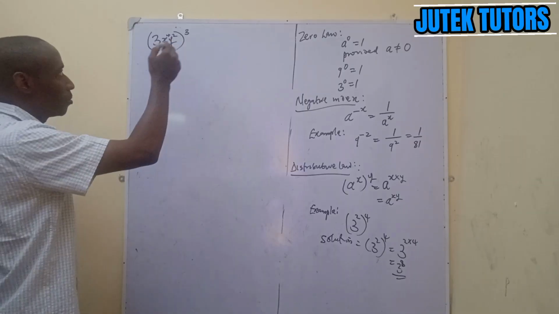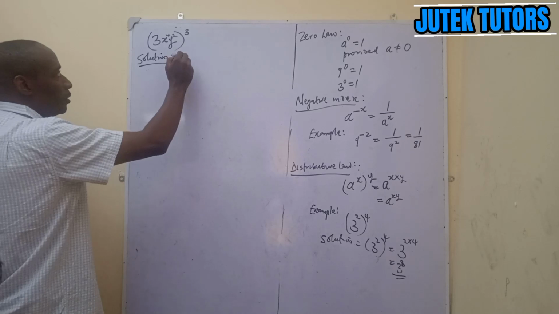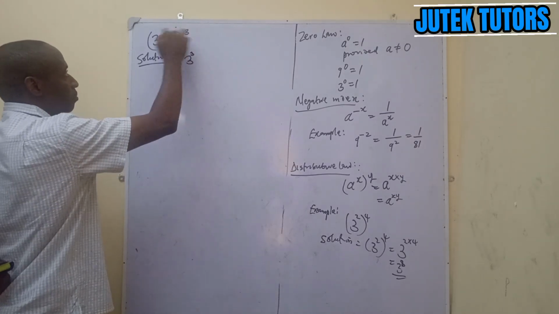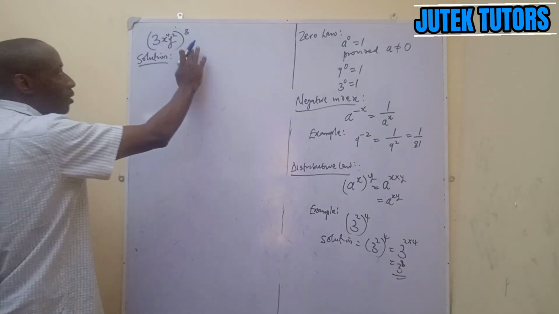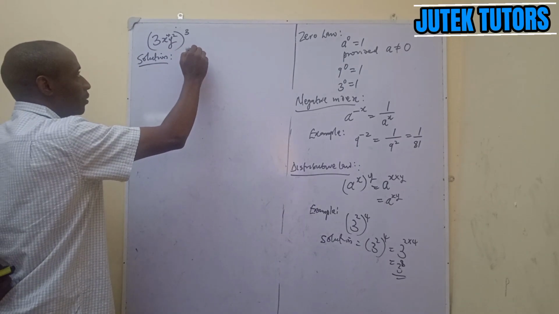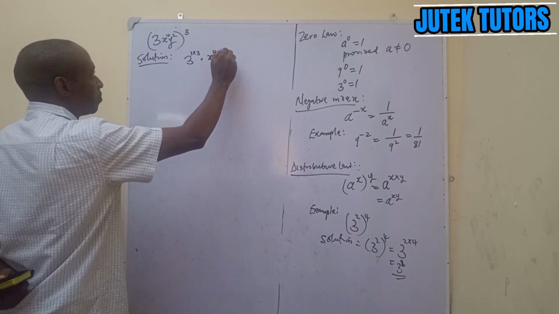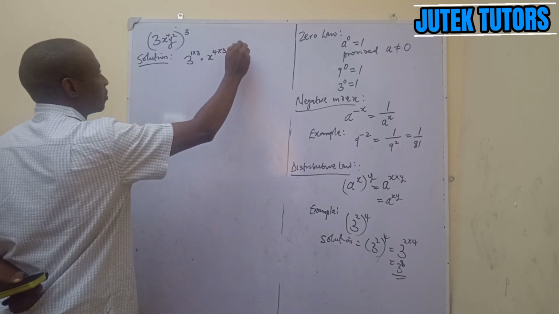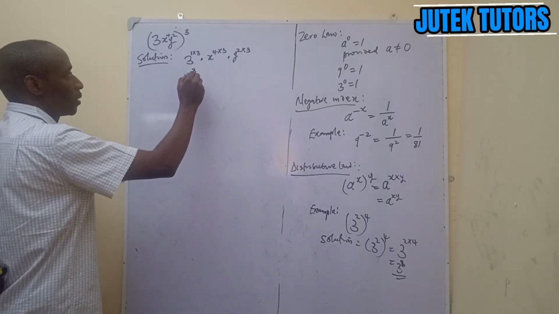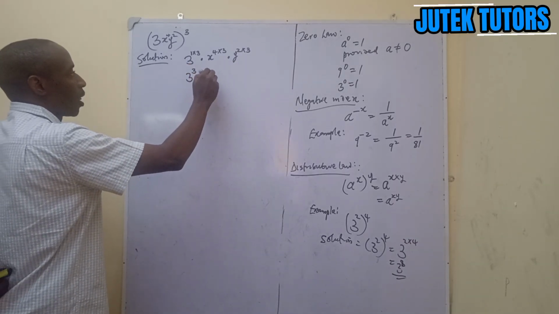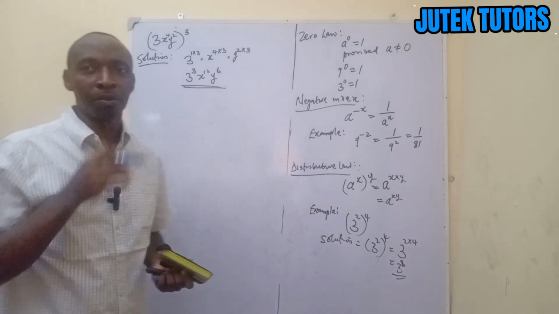So how do we solve this problem? We have 3 raised to power 3, because there is an invisible 1 here. So you can just put 1 times 3 multiplied by x, 4 times 3 multiplied by y, 2 times 3. So it's the same thing as 3 raised to power 3, x raised to power 12, y raised to the power 6. So that is the solution of this problem.